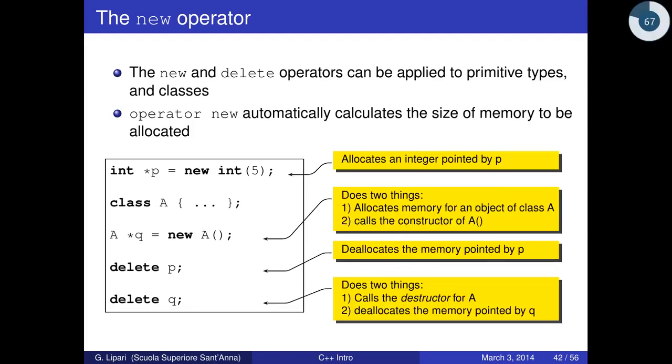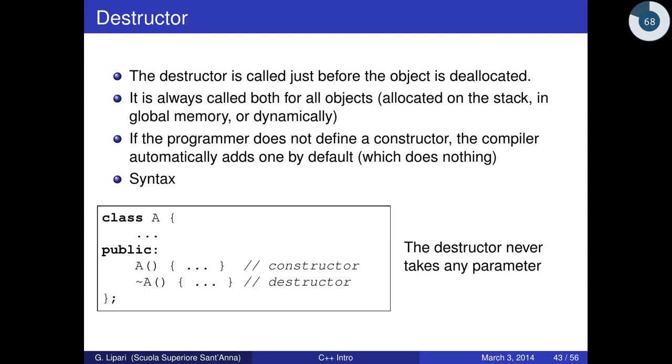And if we want to deallocate, we just write delete P and delete Q, and delete Q in particular does two things. First, it calls a function called destructor for class A, and then it deallocates the memory pointed to by Q. So now let's see what this destructor is. The destructor is just the dual, the inverse of the constructor. The constructor is used to initialize the object. The destructor is used for cleanup.